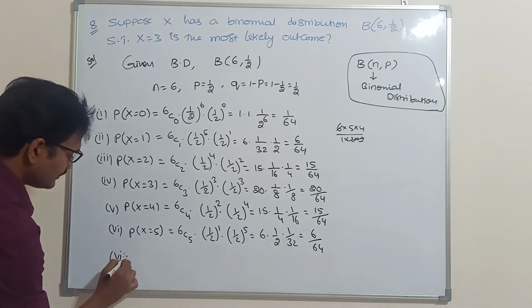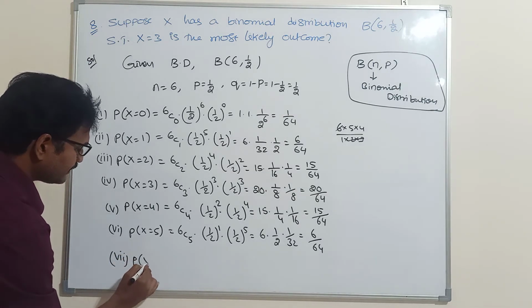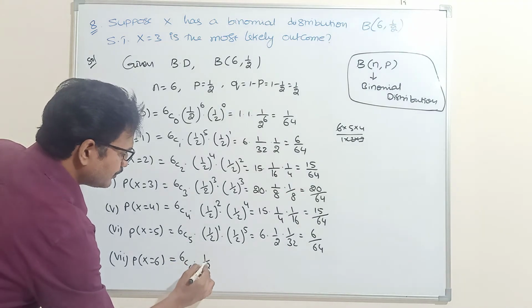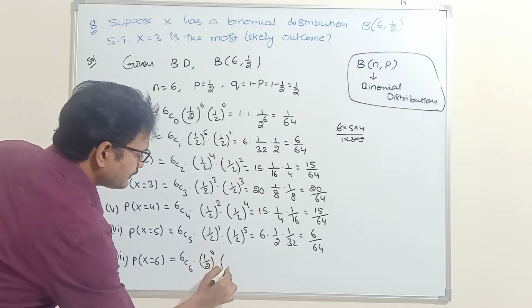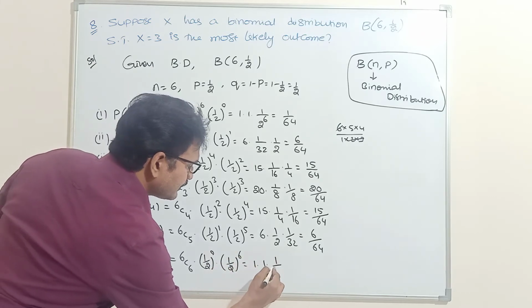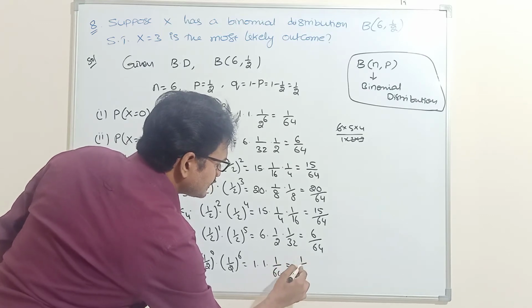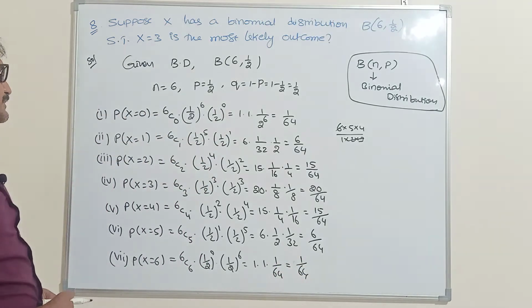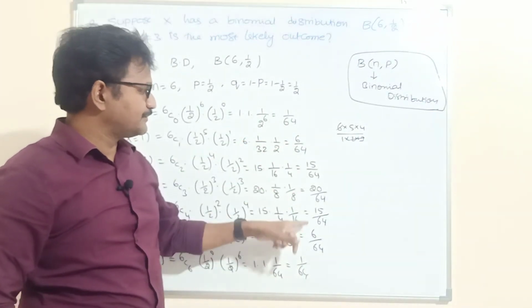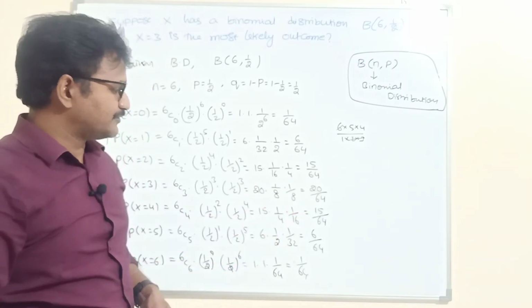Last one, P(X = 6) = 6C6 (1/2)^0 (1/2)^6, 1 into 1 into 1/64, so 1/64. If you observe the values, this is 1/64, this is also 1/64, 6/64 and 6/64, 15/64 and 15/64.